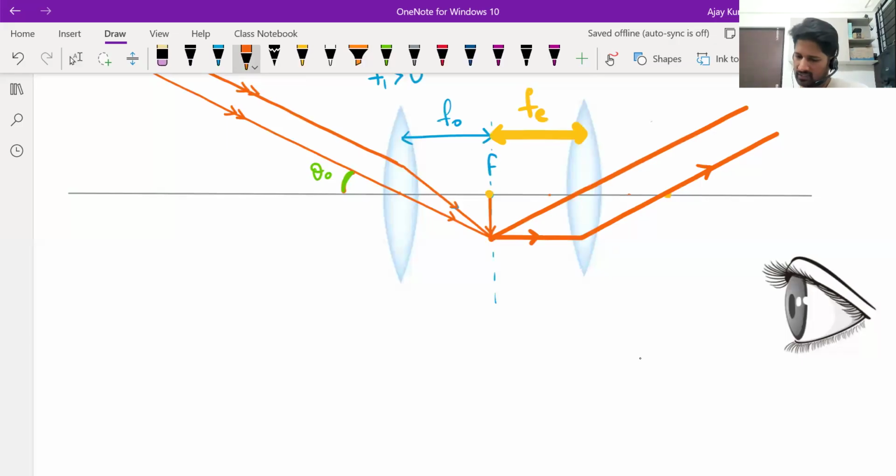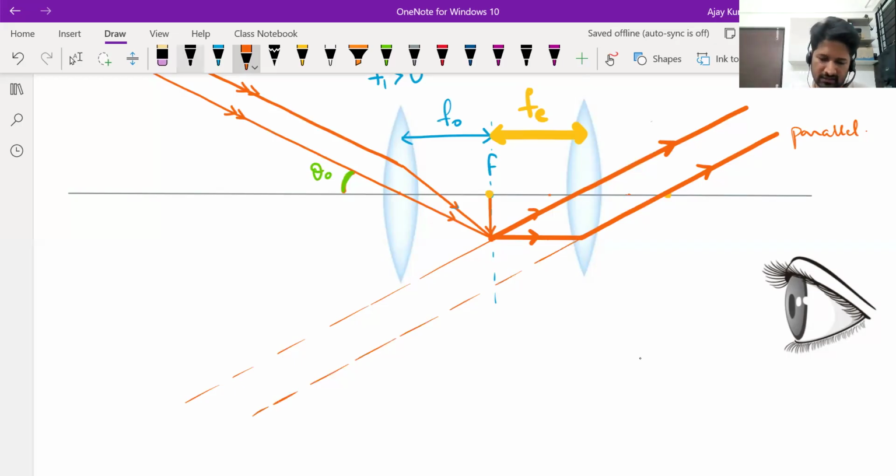This is what the ray diagram looks like. And you can see that the two rays emerging out of the lens are parallel rays, meaning they tend to be coming from a common point at infinity. That is what we mean by the final image forming at infinity. So in that case, the total distance between the two lenses will be f0 on one side, fe on the other side, f0 plus fe.